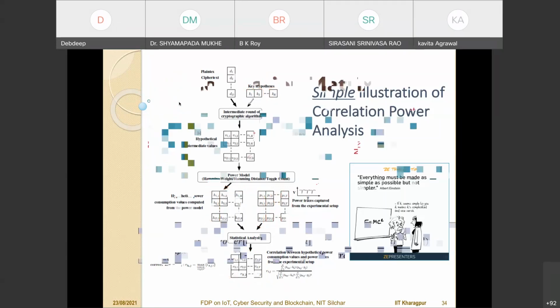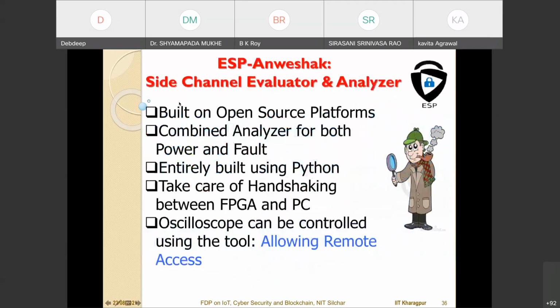So this is the basic principle of the attack, and one of the things that we try to do in our laboratory is to build an open source platform. We also have a startup which we call ESP, through which we try to commercialize this tool, a low cost tool for evaluation and experimentation.